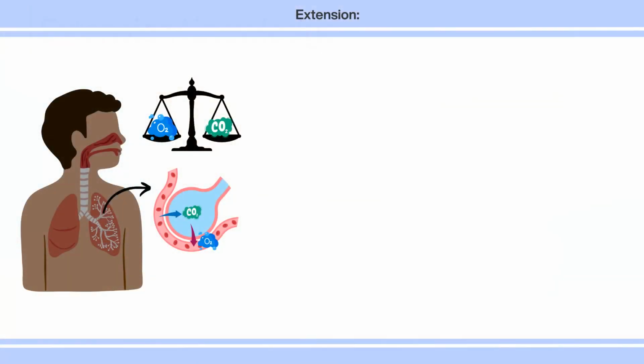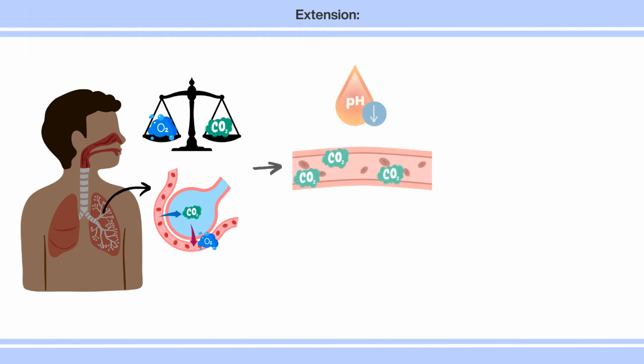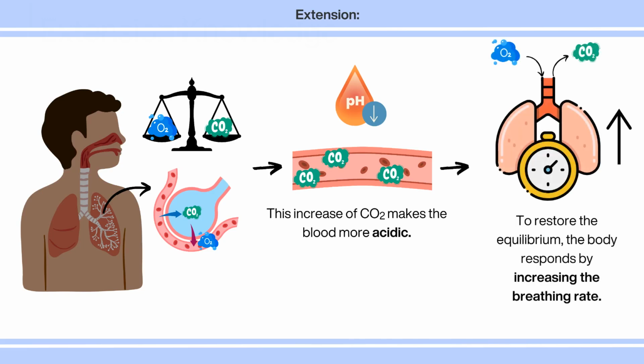Let's look at some extension knowledge on equilibria in the body. The equilibrium between oxygen and carbon dioxide in the bloodstream is essential for respiration. During exercise, CO2 concentration in blood is increased, as CO2 is a waste product of respiration. This increase of CO2 makes the blood more acidic. To restore the equilibrium, the body responds by increasing the breathing rate, which expels CO2 to bring the pH back to normal, and also draws in more O2 for further respiration.